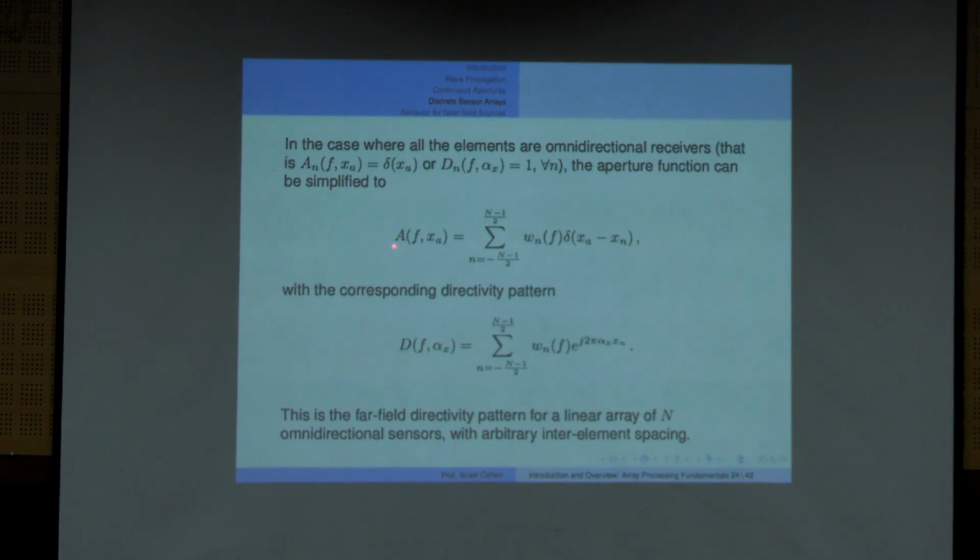So we get the total aperture function of these discrete sensors like this. And the directivity pattern will be the summation of the weights with, instead of delta, the Fourier transform. So it's an exponent like this.